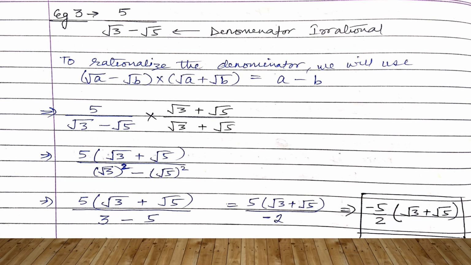5 upon root 3 minus root 5. This time we have a negative sign here. Now, by which number will you multiply? Very easy. This time you have a minus b. Multiply with a plus b. What is the problem? So, let's multiply.